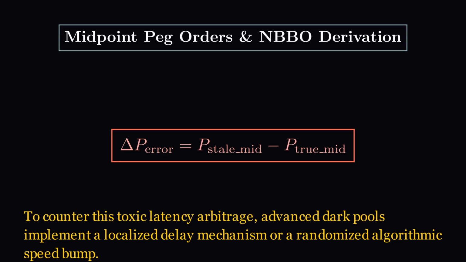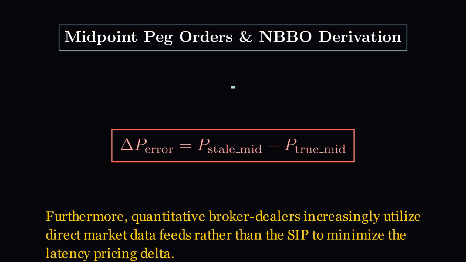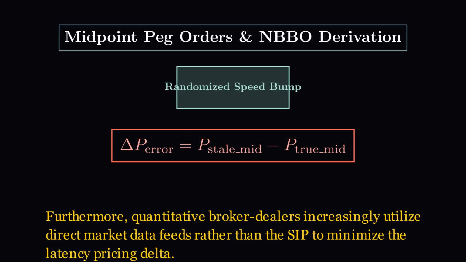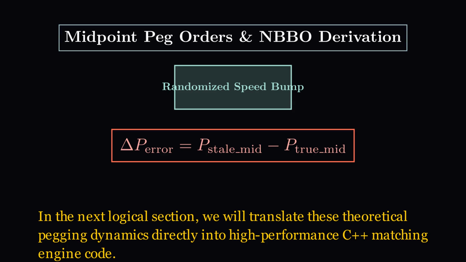To counter this toxic latency arbitrage, advanced dark pools implement a localized delay mechanism or a randomized algorithmic speed bump. Furthermore, quantitative broker-dealers increasingly utilize direct market data feeds rather than the SIP to minimize the latency pricing delta. In the next logical section, we will translate these theoretical pegging dynamics directly into high-performance C++ matching engine code.